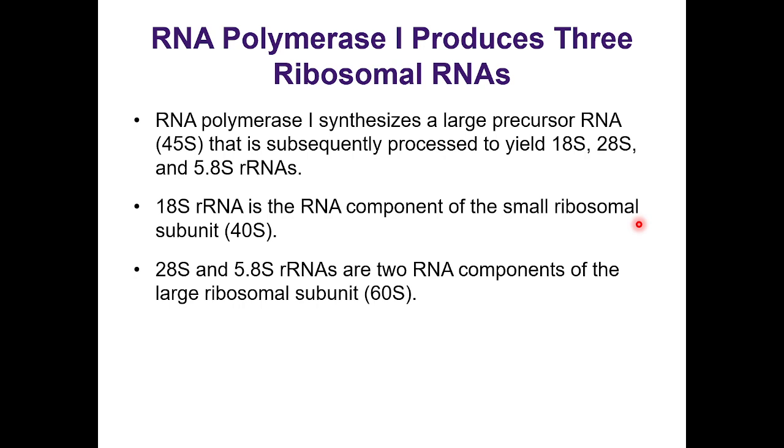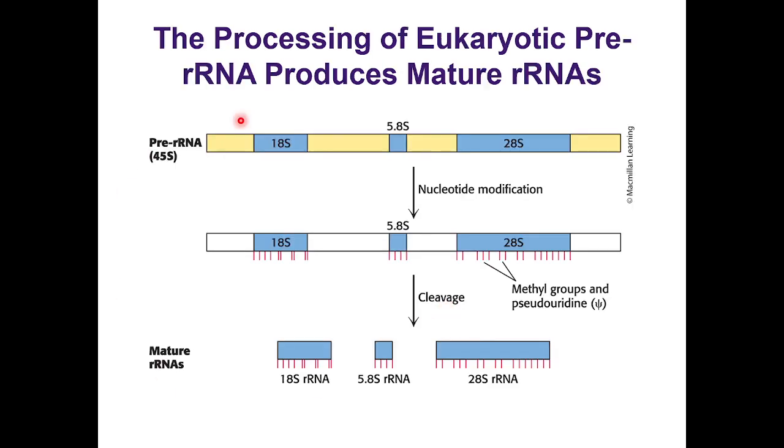Okay, so we have the 18S RNA. It's going to be the RNA component for the small ribosomal subunit. And so that's going to go on to the 40S small ribosomal subunit. Again, that's with protein and everything. The 28S and 5.8S rRNAs are going to be your 2 RNA subcomponents of the large ribosomal subunit, which is 60S. The pre-rRNA, again, is going to be this 45S unit.